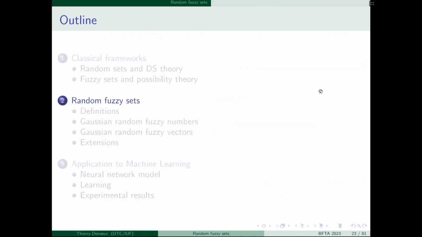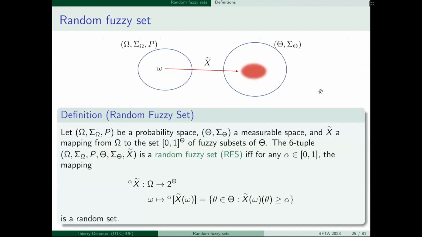Okay, now I arrive at the combination of these two things. Now we'll combine these two things, and we will get random fuzzy sets. So a random fuzzy set is defined like this. We still have a probability space here, a measurable space, and the mapping, which I now denote by x tilde, maps each small omega in big omega to a fuzzy subset of theta. So it's really a generalization of the previous framework.